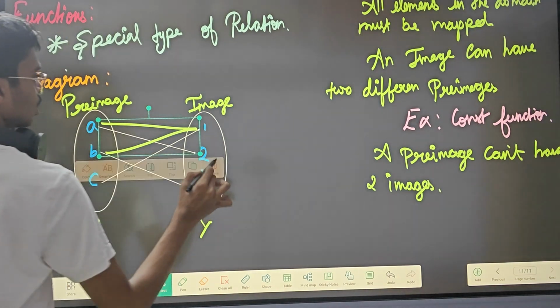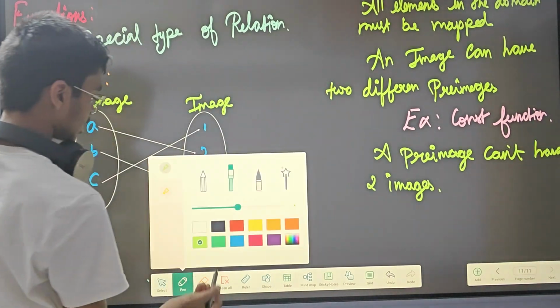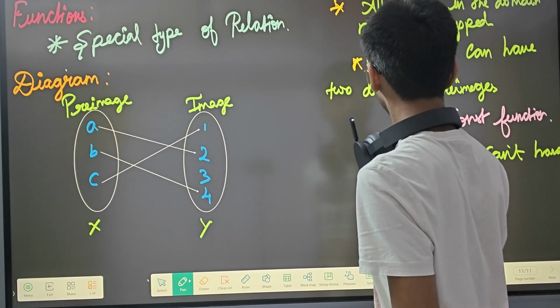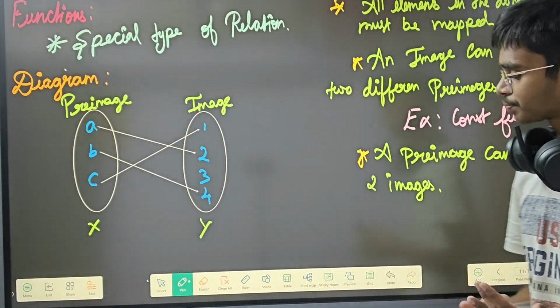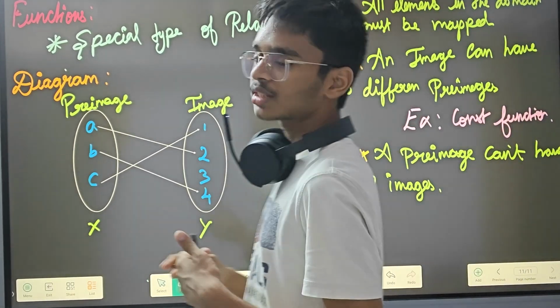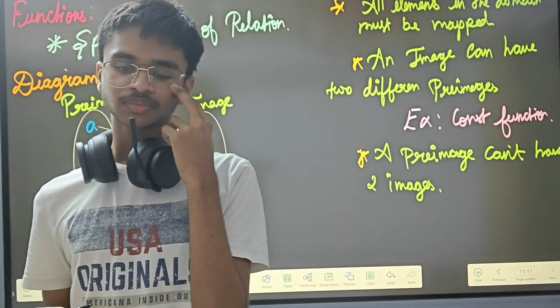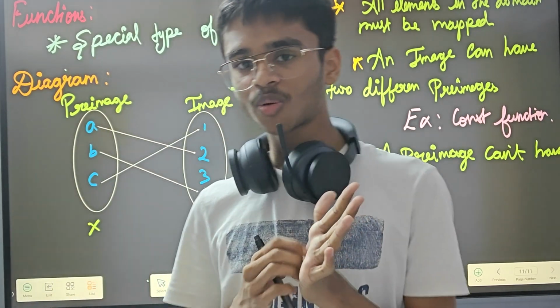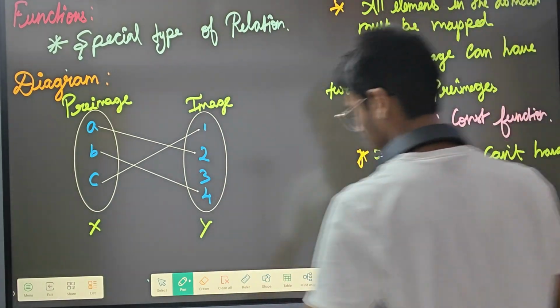Okay, so these are the essential points that you have to note. Now, a function itself is classified into one-one, onto, and many-one. We will go to them slowly. Before that, we will cover some other topics also.